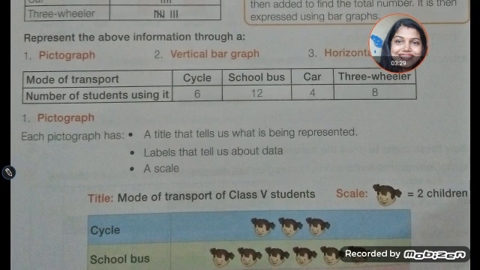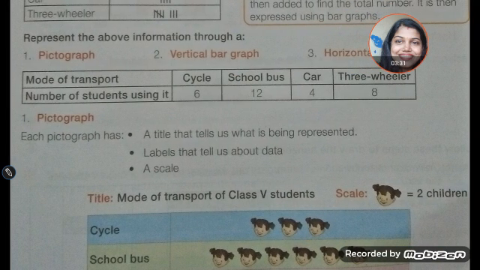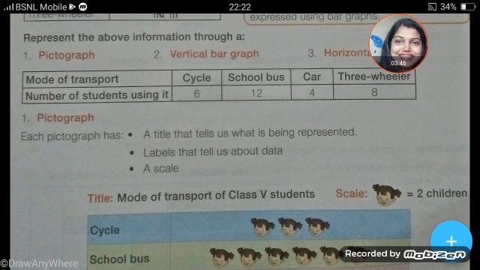After representing the numbers, the first option you can use is a pictograph. How to make a pictograph? There are certain steps which I am going to discuss in this video. First of all, a title. A title is very important when you are representing a pictograph. A title tells us what is being represented. Second, the label that tells us about the data. Labels are the cycle, school bus and so on, about which the data is being collected. And the third is scale.